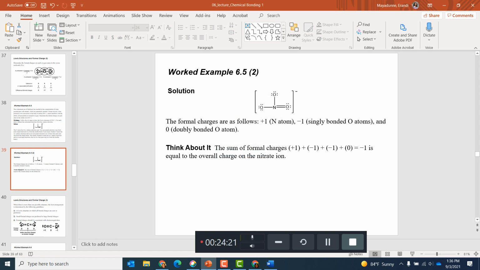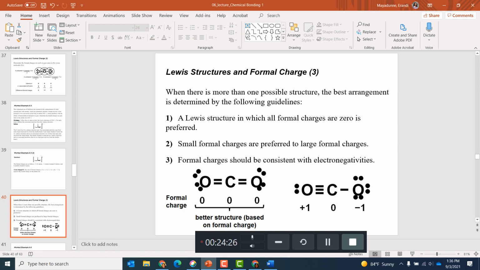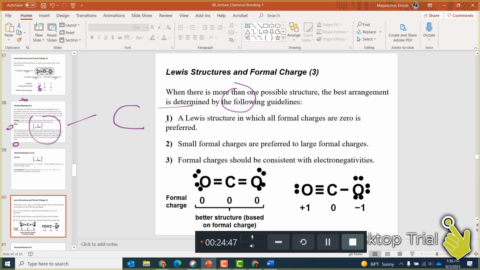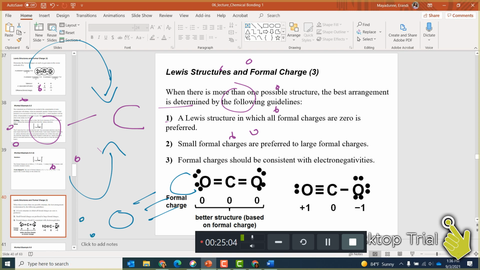For Lewis structures and formal charges, always when you have two possible structures, if I ask you to draw carbon dioxide, you may wonder why I'm not drawing this one. In carbon dioxide, carbon, oxygen, 1, 2, 3, 4, 5, 6, 1, 2, 3, 4, 5, 6. So now this carbon has four bonding electrons. You need four more, so this carbon can get electrons from here. Why not this one? Because this structure has a lot of formal charges. Always the stable structure has fewer formal charges, the smallest formal charge. The smaller the formal charge, the more stable the compound is.